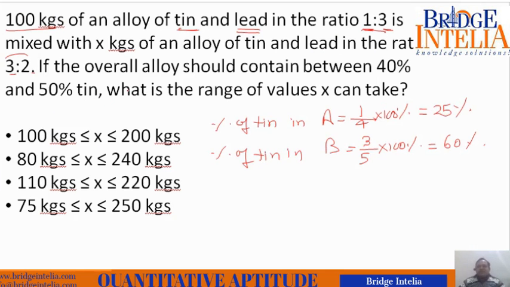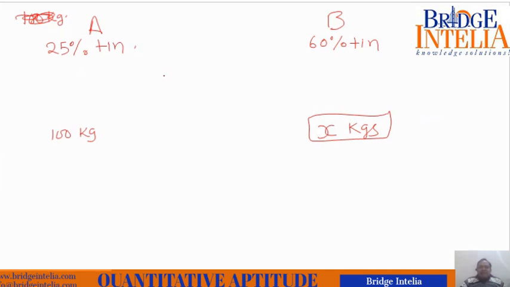What is the question? The question is, what should be the value of X if you want that upon mixing these two alloys, the final concentration of tin should lie between 40% to 50%? So you have to solve two extreme cases. First you have to solve this: in what ratio are you going to mix this, because this is the range in which you want to keep the final concentration.